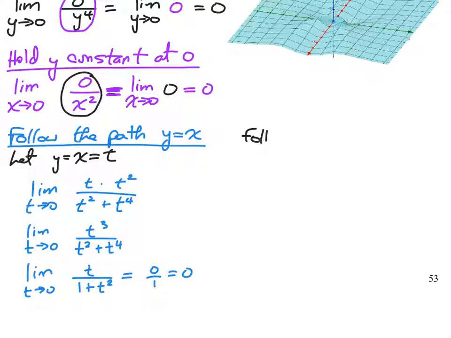So follow the path. And you can see how I'm increasing the order of the pathway. I'm starting off with a constant function. When I'm saying hold y constant at 0, I'm really saying follow the path y equals 0. Right, a constant linear equation. And follow the path y equals x. So I'm incorporating a variable x to the first power. So x to the 0th power, first power, second power. Maybe we'll try third power if this doesn't work.